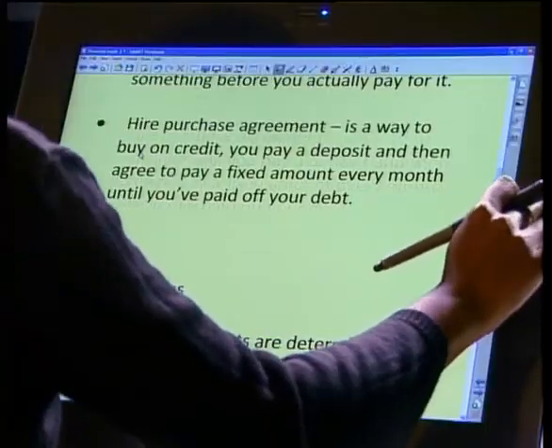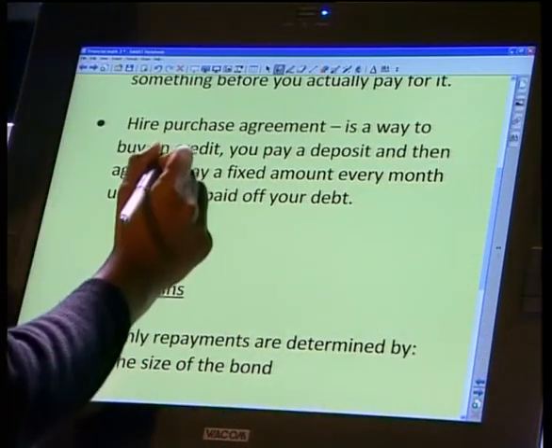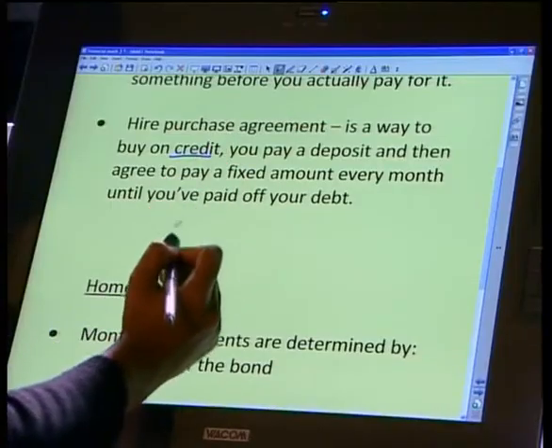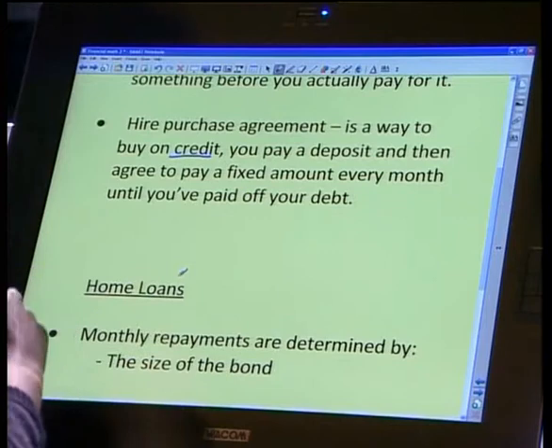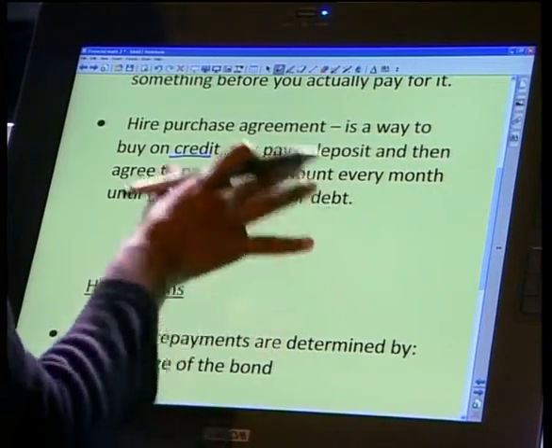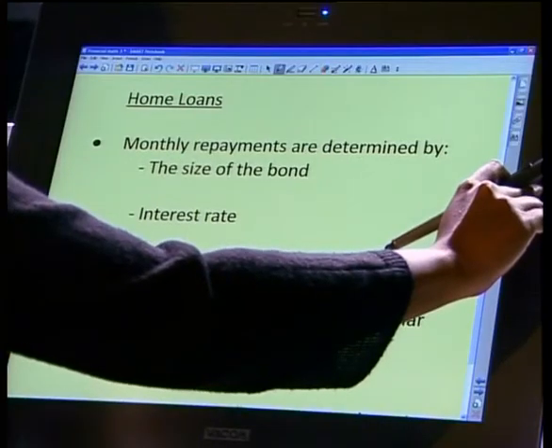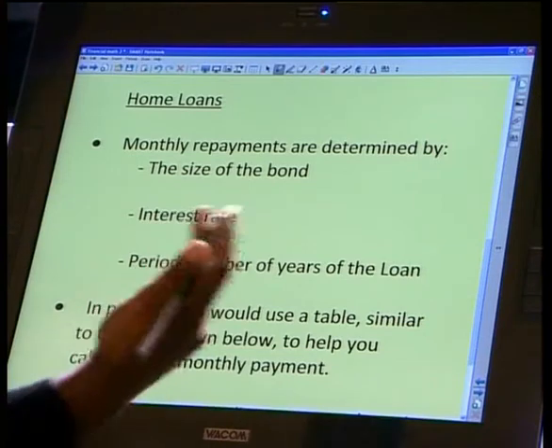A hire purchase agreement is just a way that you can buy on credit. So it's just a form of credit. And what happens there, so for example, you go to a furniture store, you want to buy a TV, you can put down a deposit and then you make fixed monthly payments. And often you will find that hire purchase agreements are based on simple interest. You pay off your amount every month until you've paid off your debt. And if you don't make those payments back, then the item will be repossessed. They take the item back from you and they don't give you any of the money that you've paid already on it. So there is a threat of repossession if you cannot pay off your credit purchase.